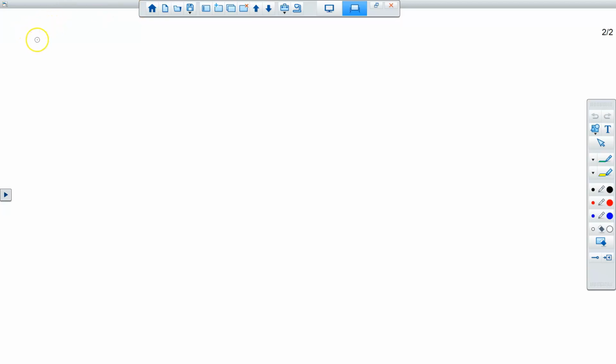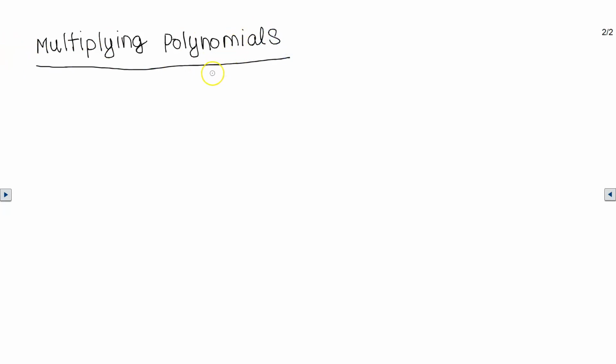All right, folks, today we are going to continue our work with polynomials, and we will be multiplying polynomials. Now, the good news is that to multiply polynomials, there are only two skills that you need to know and understand, and both of them you already do.